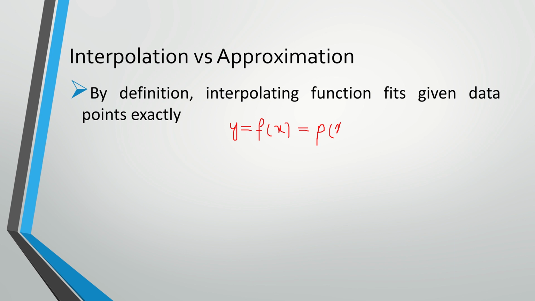So when you put x equal to x1, it will give you the exact value. You see, p of x1 should be the same as f of x1, that is the same as y1. And if you put x equal to x2 here, it will give you exactly y2. If you put x equal to x3 here, it will give you exactly y3. Okay, so that's what we mean by definition: interpolating function fits given data points exactly. Mean to say the graph of this polynomial will be passing through all the points.